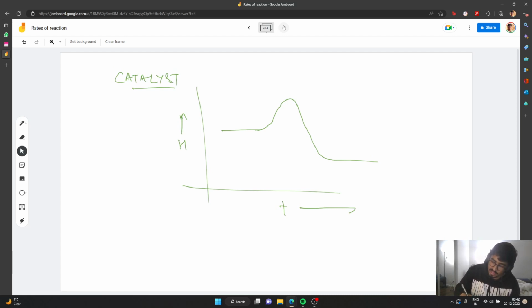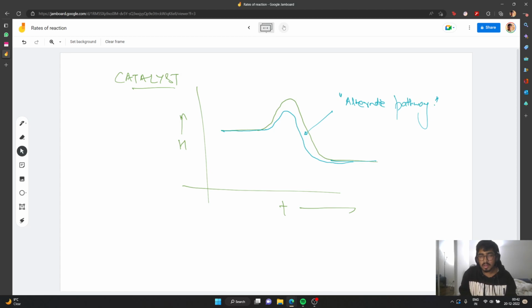What happens is it starts at the same level and ends, of course, at the same level, but it may be through an alternate pathway. The catalyst somehow provides a path with a lower activation energy, right? So that means the requirement for the reaction to happen will now be lower in this case. So this is the idea of what a catalyst does.